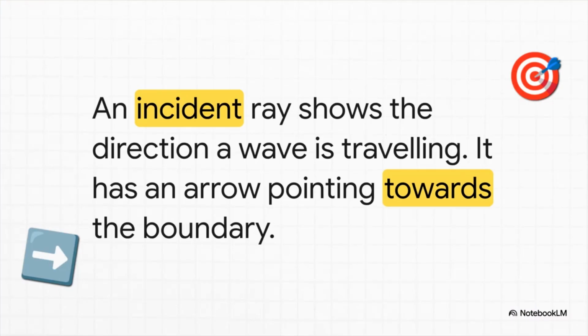So, first things first, I want you to forget about light as this big, fuzzy glow. Instead, just picture one tiny single ray of light shooting out from a source in a perfectly straight line. We call this the incident ray. Think of it as the incoming ray, heading towards whatever it's about to hit.